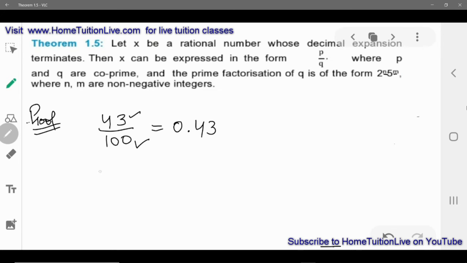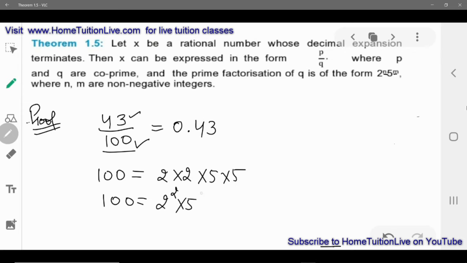So the prime factorization of the denominator, that is 100, is 2 into 2 into 5 into 5. So the denominator is in the form 2 raised to the power 2, 5 raised to the power 2. So it is in the form 2 raised to the power n, 5 raised to the power m. So we can say this number has a terminating decimal expansion.